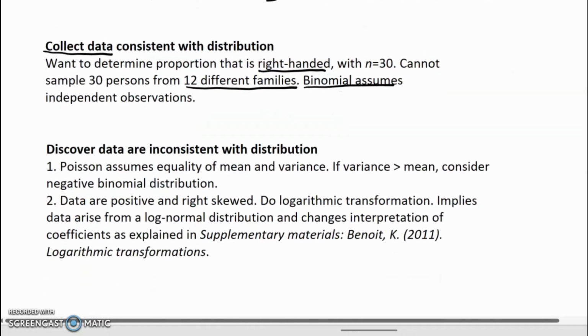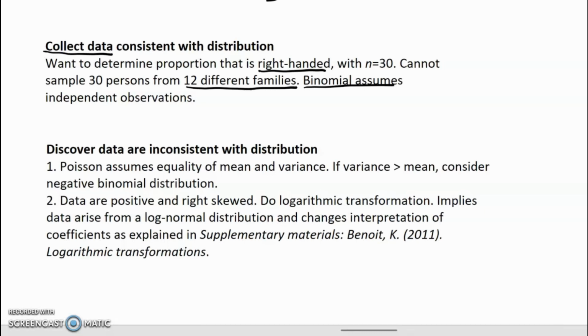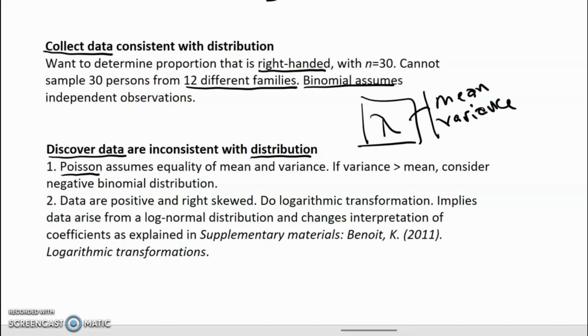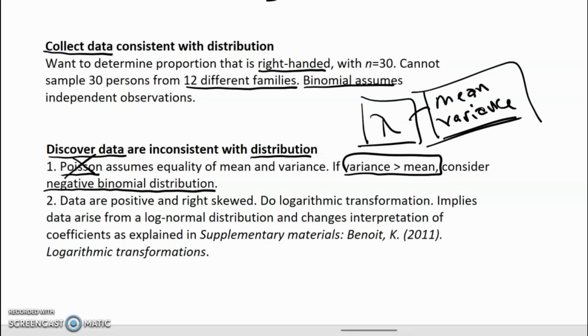And then a third thing we have to think about is what happens when we plan our experiment, we have a particular likelihood function in mind, a particular probability distribution in mind, but then we discover that our data are inconsistent with that distribution. Well, then what do we do? Here are some examples. Let's assume that we're going to use a Poisson distribution, and a Poisson distribution has a single parameter, lambda, which is both the mean and the variance. So the Poisson distribution assumes that the mean and the variance are equal. We may look at our data and discover that, in fact, the variance is greater than the mean. If that's the case, we may no longer be able to use the Poisson distribution. We may elect to use the negative binomial distribution instead.